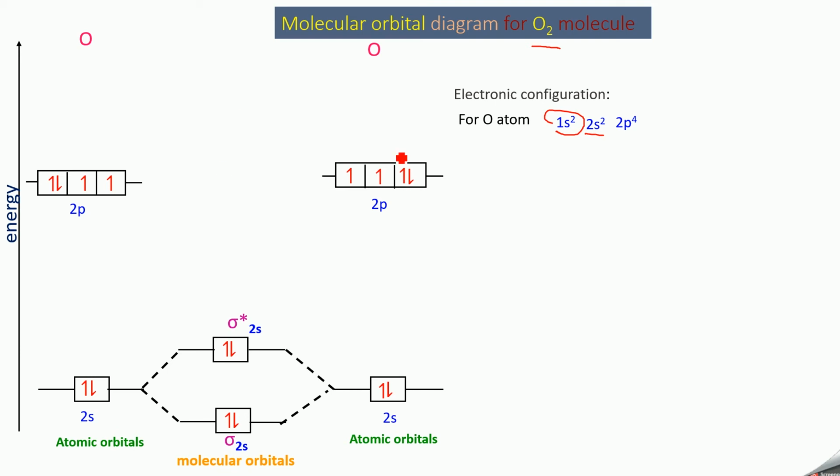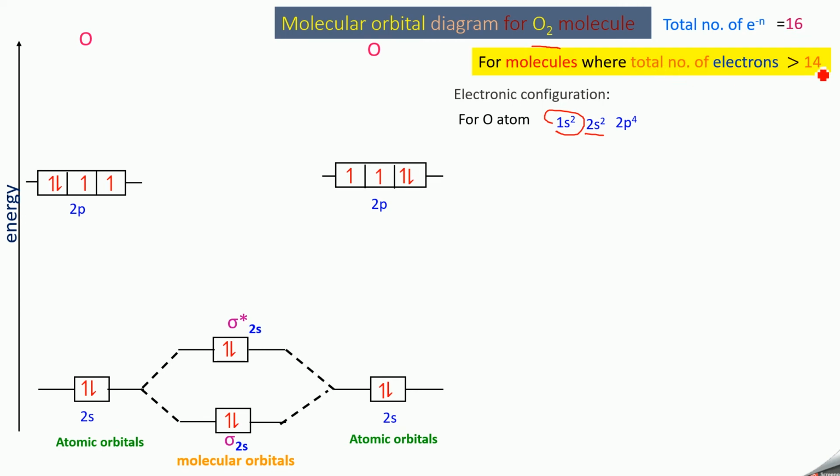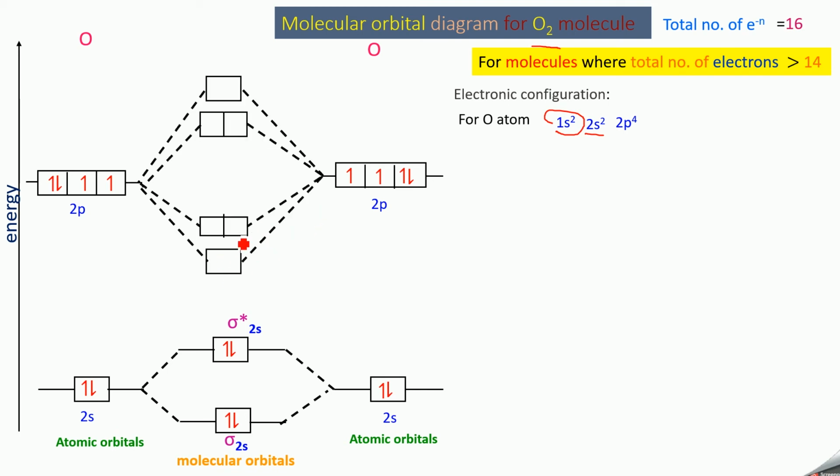The arrangement of the 6 molecular orbitals depends upon the total number of electrons in the oxygen molecule. In the oxygen molecule, one oxygen atom has 8, so two oxygen atoms have 16. Since the total number of electrons is greater than 14, in this case we have to follow a different order. So here we can write like this: 1, 2, 2, 1. This order you have to follow. In the previous slide we followed 2, 1, 2, 1, but here it is 1, 2, 2, 1. So that is the only difference.